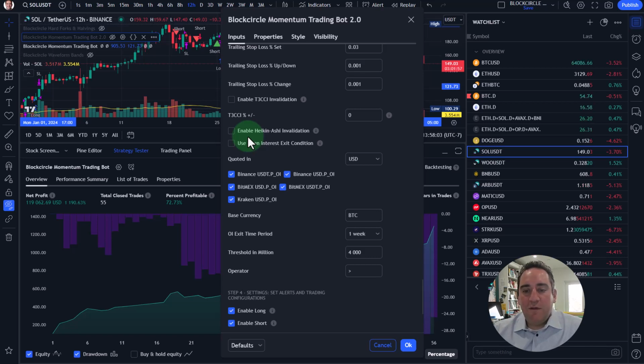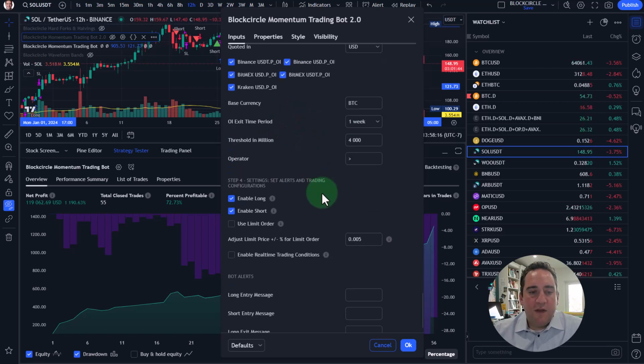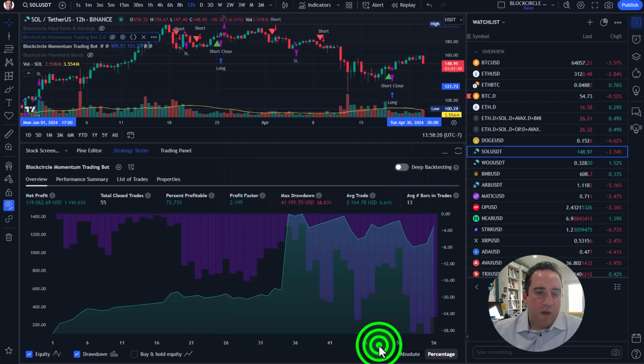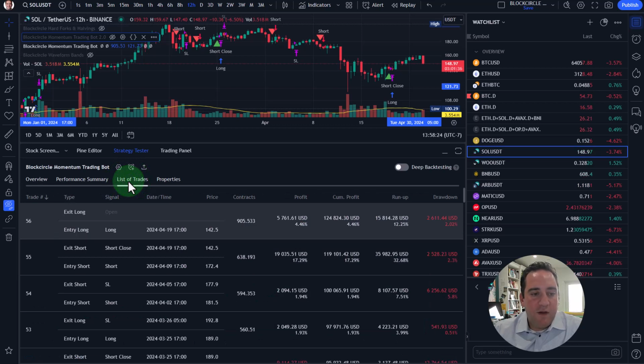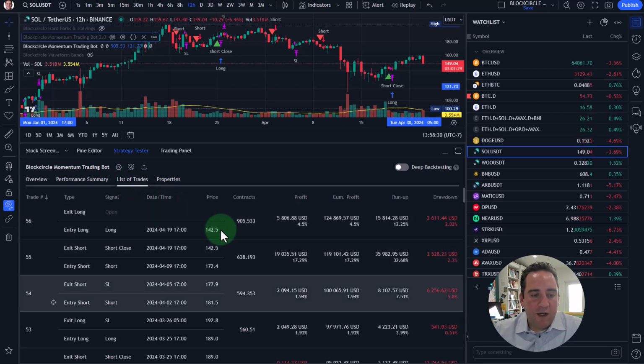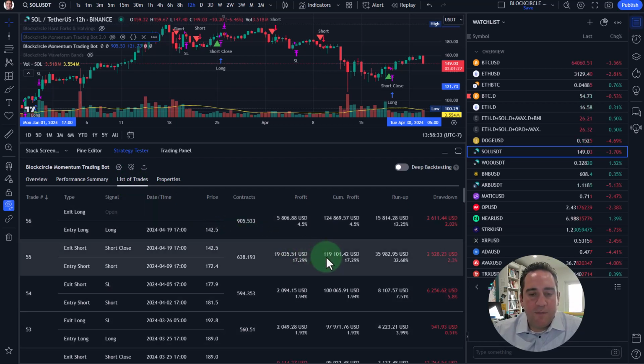So if your trade is invalidated by an early marker of momentum shifting to the opposite side of where you have an open trade, then you can consider those variables as part of the momentum trading bot. And then at the end, you enable it, and once you have that set up, you'll be able to see all of the open trades. So right now we have an open long in Solana from 142, where we were shorting from 181, right? And it's been going well.